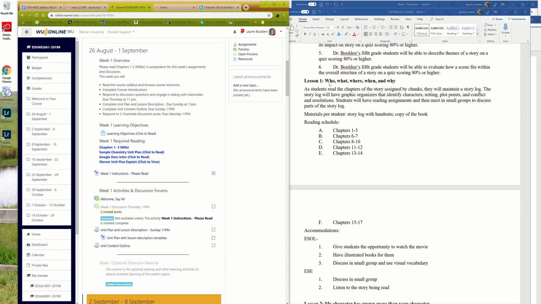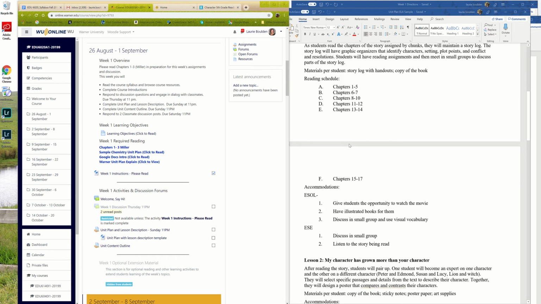So for my first lesson, it's called Who, What, Where, When, and Why. As students read the chapters of the story assigned by chunks, they're going to maintain a story log. The story log will have graphic organizers that identify character, setting, plot, conflict, and resolution. So they're going to have their reading assignments, and then they meet in small groups to discuss these different parts of the log. Okay, and so here's a schedule. It's spread out over 6 reading assignments, so we're talking about 1 to 2 weeks to complete.